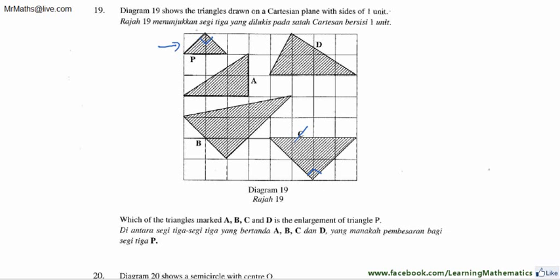If you take a look at this diagonal length, this is 1 unit diagonal, and this is 2 unit diagonal. And this is 1, this is 1, and what about this? This is 2 units, and this is 4 units. So you know this is an enlargement by a scale factor of 2. So the answer is C.